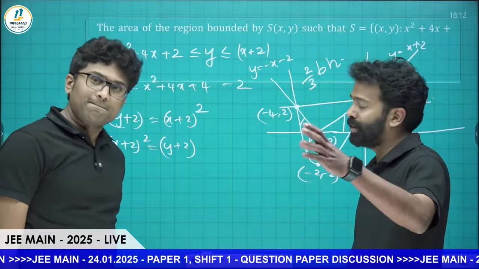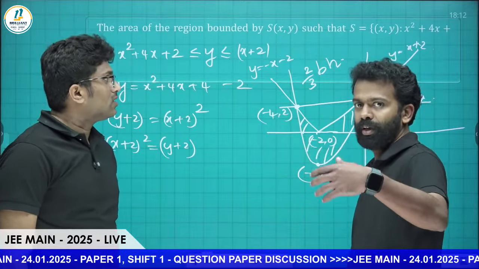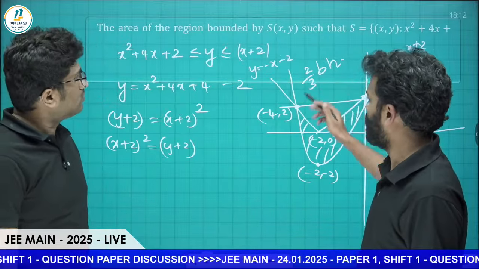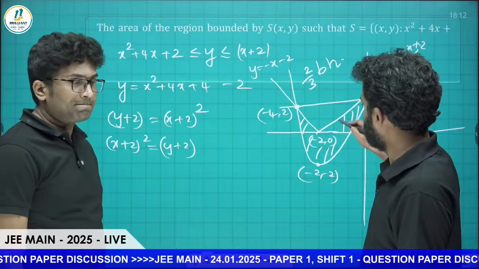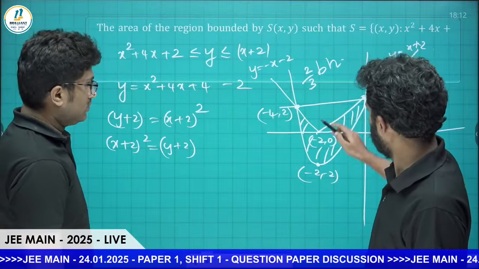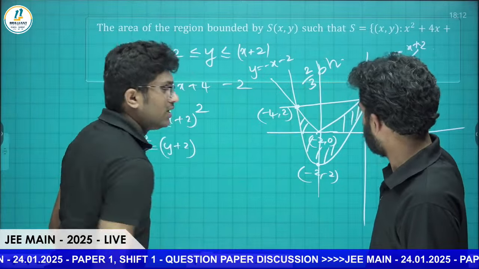In most cases, if you observe, the area of a parabola comes like 16 by 3, 32 by 3, like that. So we can use this formula only if it is symmetrical with respect to the axis. Otherwise, we cannot use this formula. And this line should be perpendicular to the axis.